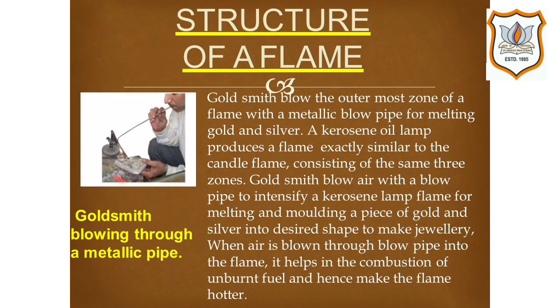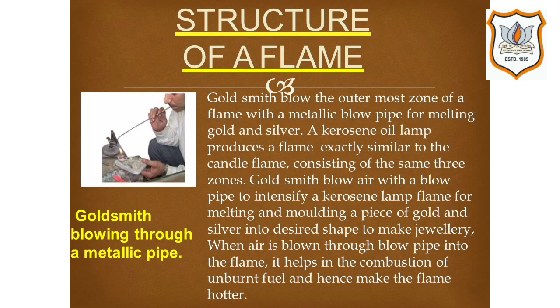Now students, this is the answer to the question: which zone of a flame does a goldsmith use for melting gold and silver, and why? Goldsmiths blow the outermost zone of a flame with a metallic blowpipe for melting gold and silver.